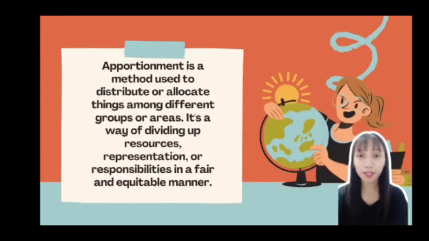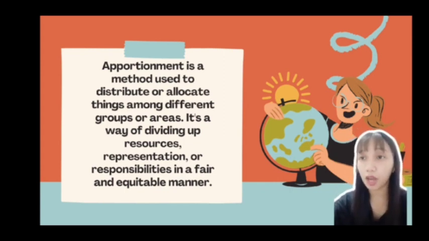Apportionment. Apportionment is a method used to distribute or allocate things among different groups or areas. It's a way of dividing up resources, representation, or responsibilities in a fair and equitable manner.